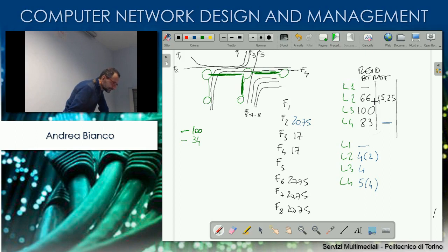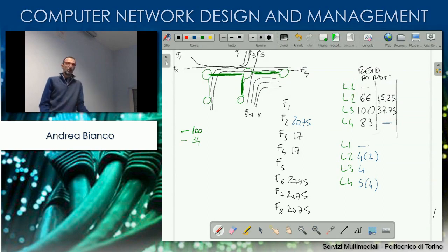100 minus... We have only flow 5 right here, which is left. So it's 39. But flow 6, 7, and 8, yes. 62 point something. So the residual is 47.40. Okay, that makes sense.